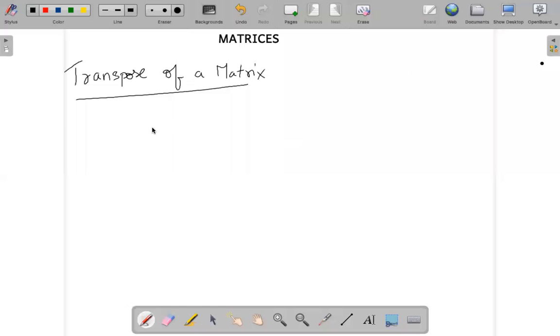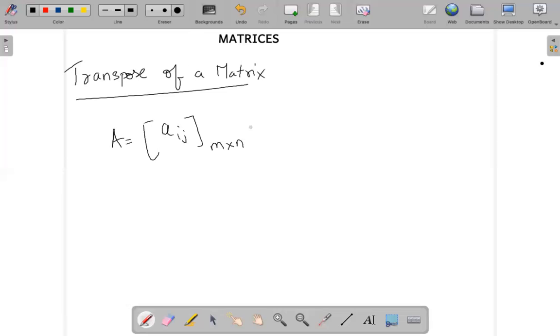Okay. Now, what is the transpose of a matrix? If I have some matrix, say A, with entries a_ij, and let this be an M by N matrix, then the matrix obtained by interchanging the rows and columns of A is called the transpose of A.